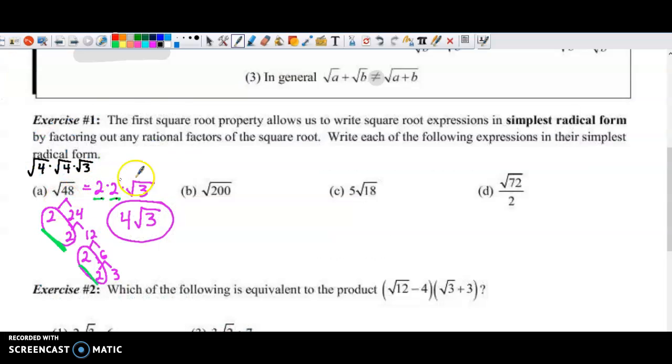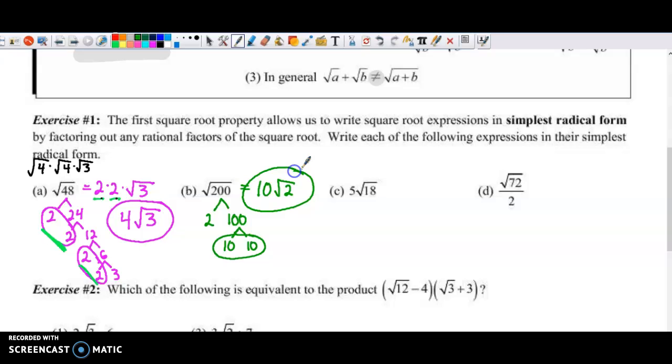Now here's the thing, some people might say, what if I find a pair of numbers faster? I would say, well then go ahead. Because you might look at this and say 2 and 100, and then from there you can say, okay, well I know 100 is 10 times 10. That's a pair of numbers. So you could just combine them together to be 10 root 2. Non-pairs at the bottom of the tree stay under the radical.